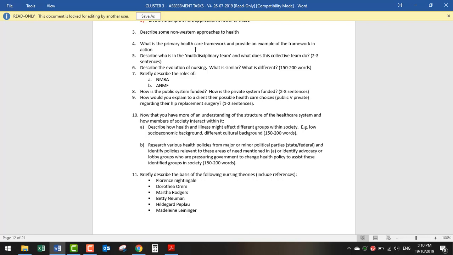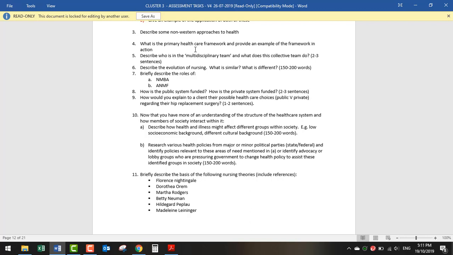Question 9, how would you explain to a client their possible healthcare choices if they were to have hip replacement surgery? So what would it look like for them if they were a public patient? What would it look like for them if they were a private patient? You're going to explain that.